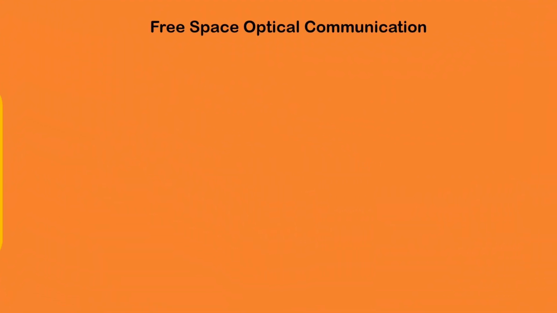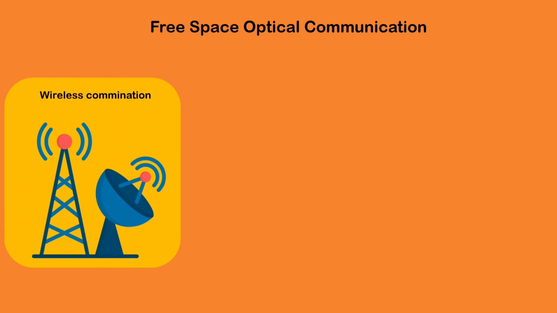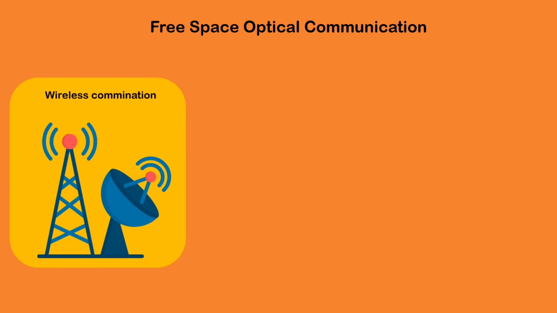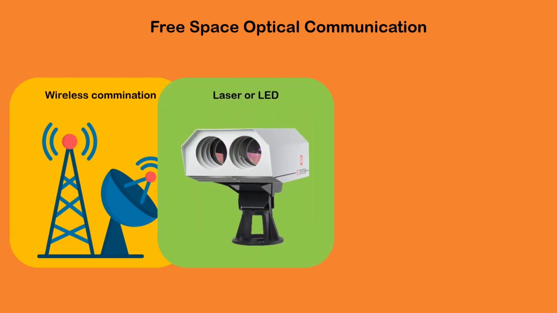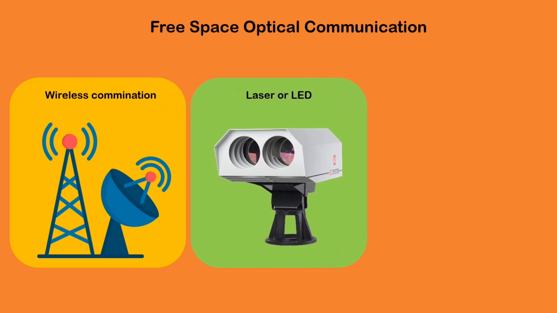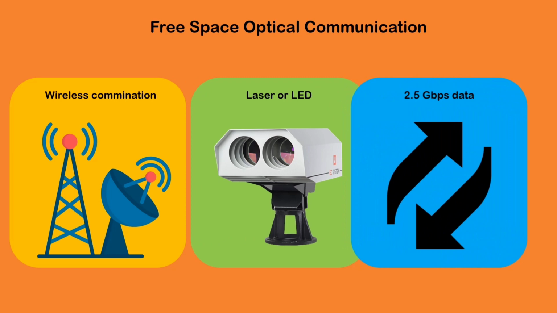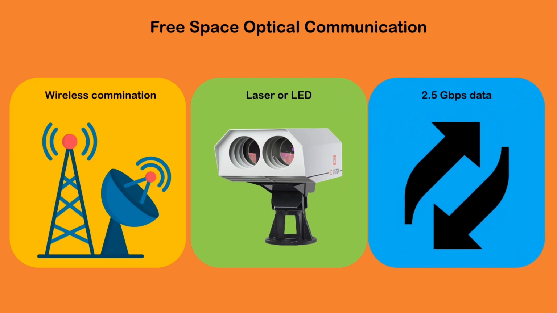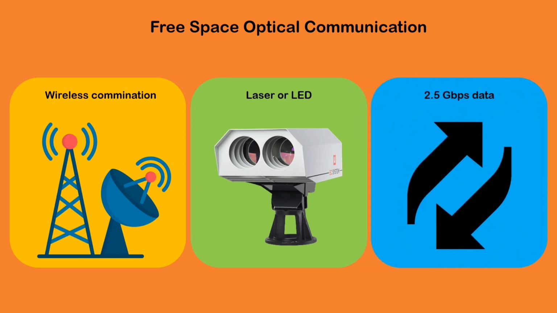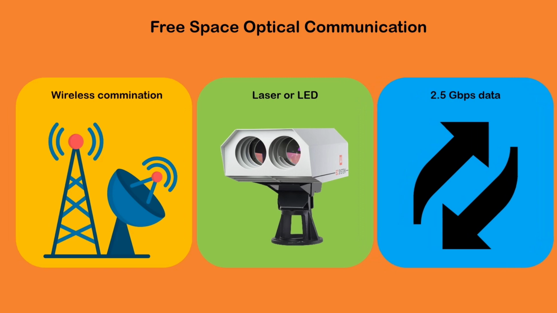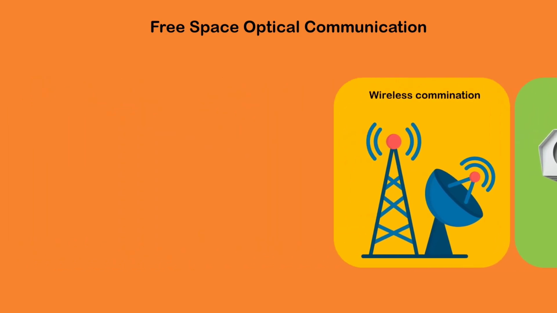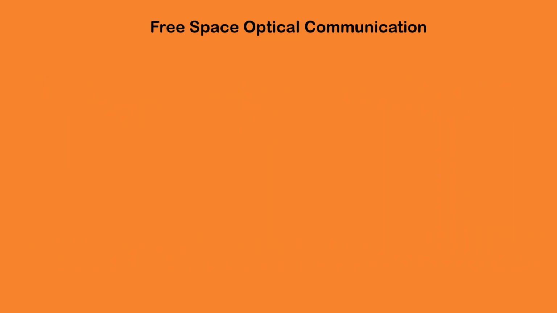Now, let's define free space optical communication. Free space optical communication is a wireless communication system. It uses laser to transmit the data from one point to another through the free space. It is capable of transferring up to 2.5 gigabits per second of data, voice and video communications through the air, operating between the 780 to 1600 nanometer wavelength bands.